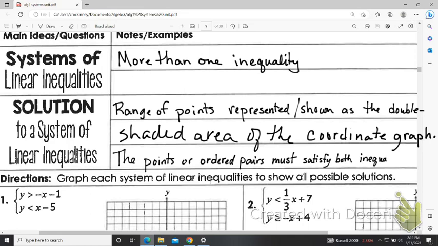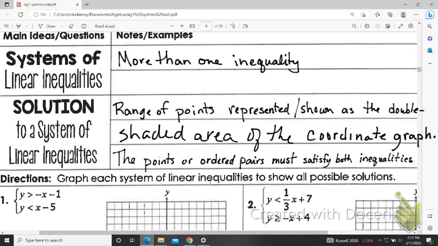So that's a way to check, is if you choose a point that's in your double shaded area and plug the numbers in, they need to be true. You know, the relationship between the left side and the right side needs to be true. It's not necessarily going to be equal, but it needs to be true for both inequalities that you start with.